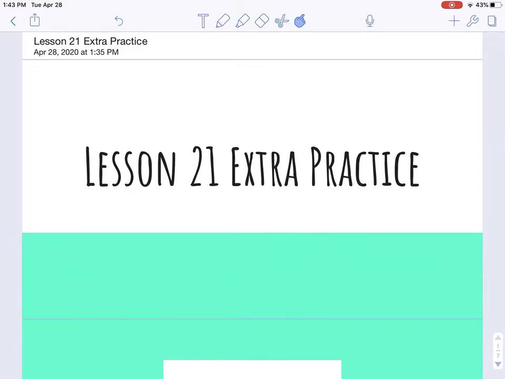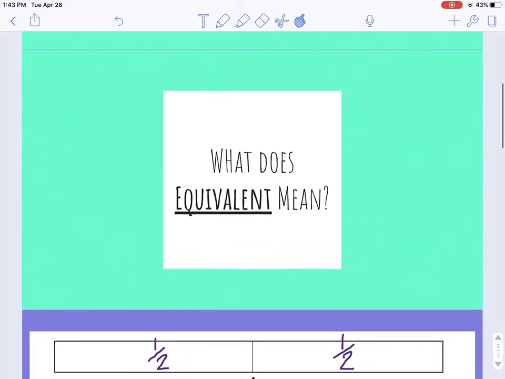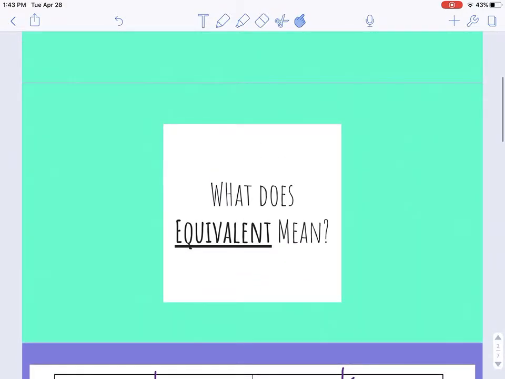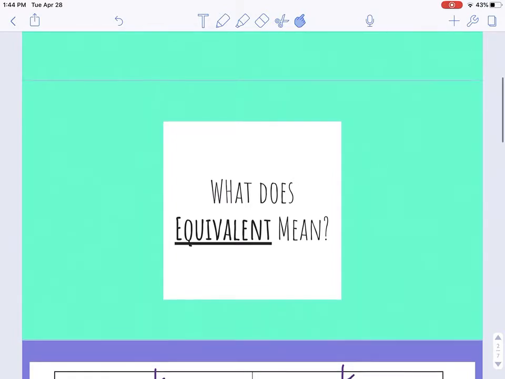Okay, let's get started. So what does equivalent mean? Equivalent means equal. So does the fraction take up the same amount of space as another fraction? Are they the same size? So that's how we know a fraction is equivalent to another fraction. We're going to look at what that means today.